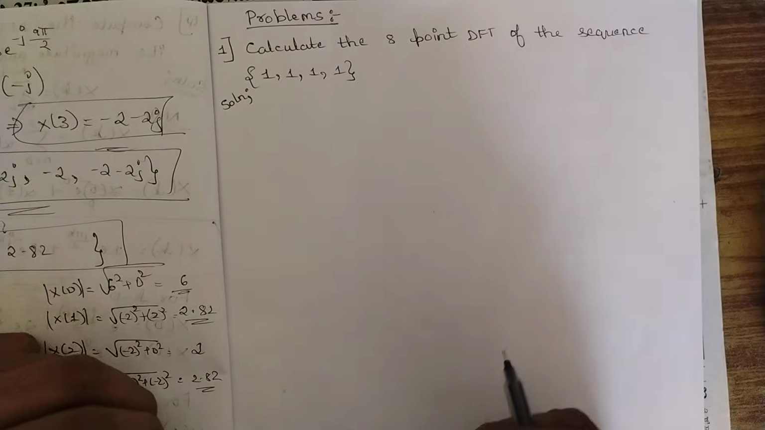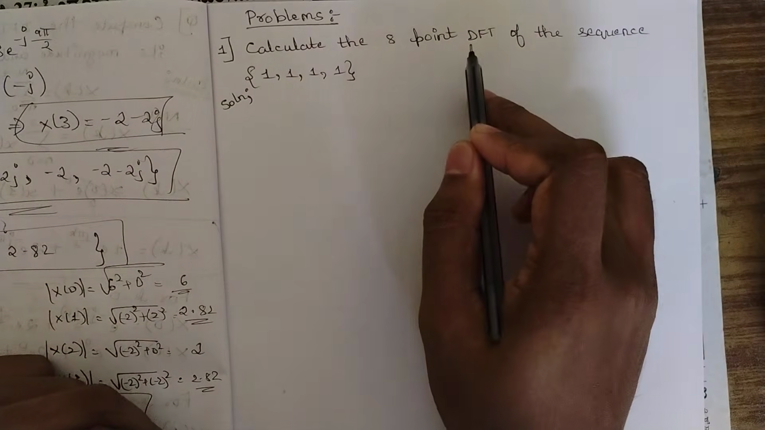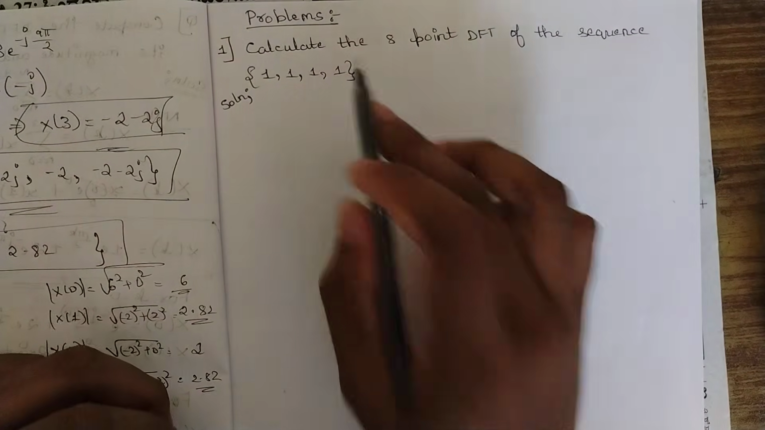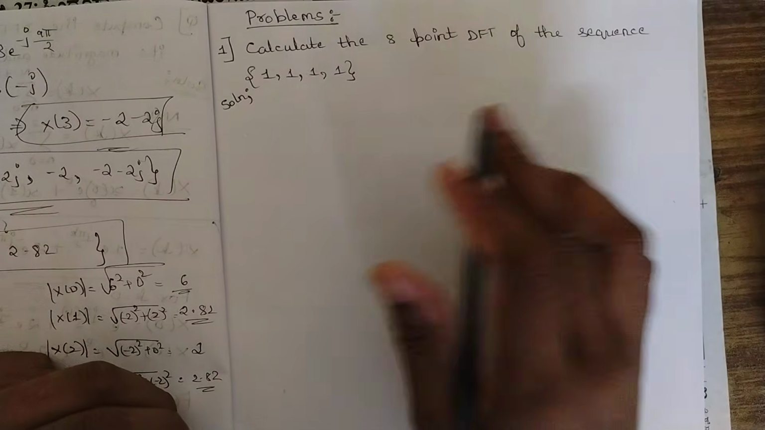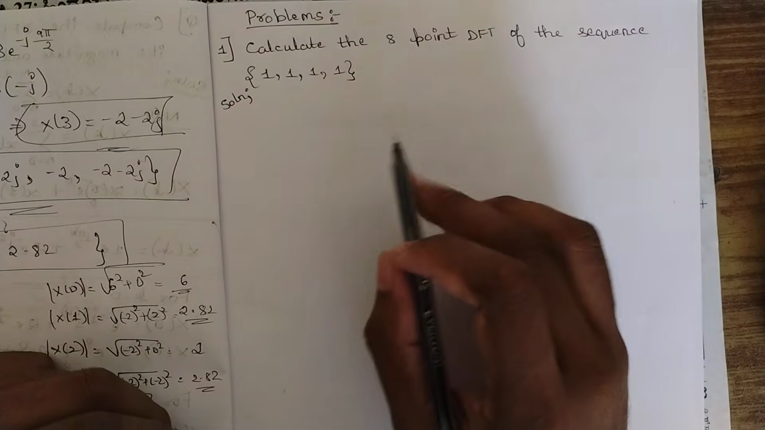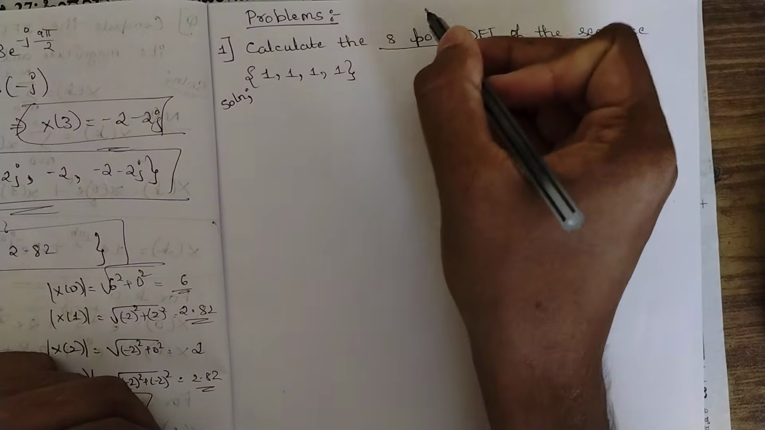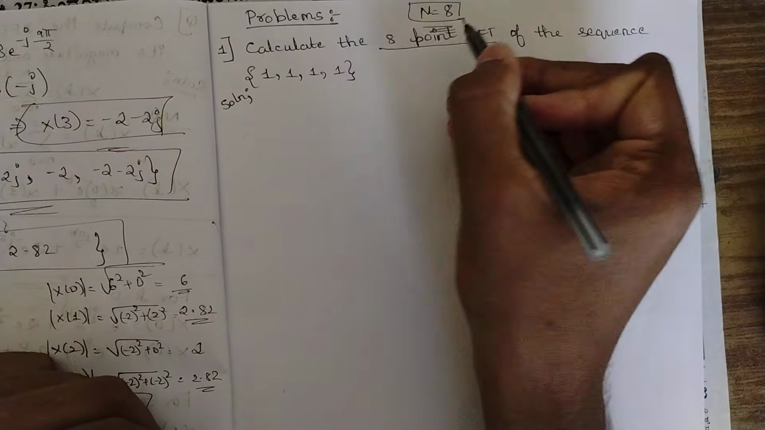So now let's start with the concept, with the first problem, that is: calculate the 8-point DFT of the sequence 1 1 1 1. Now something is missing in this question. If you can find it out, what is that? Here they have given an 8-point DFT, that is, we can say that the value of N, the length of the sequence, should be 8.